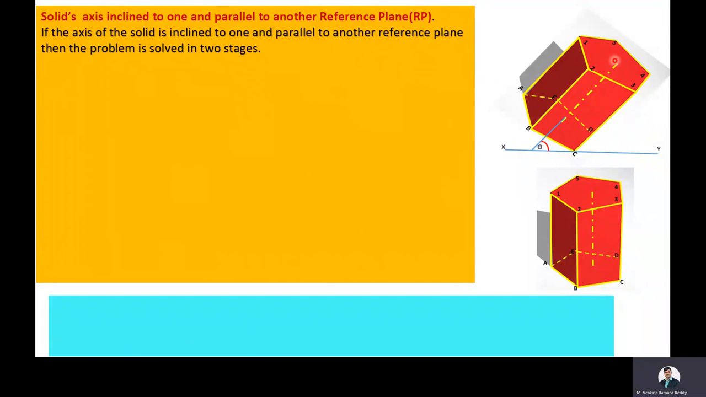In the case of projection of solids, the first step is drawing the true shape of the base. In order to draw the true shape of the base, what do we need to do? We need to keep the pentagonal prism such that its axis is perpendicular to the HP. If the axis is perpendicular to the HP, its base is parallel to the HP. If the base is parallel to the HP, then in the top view you will get the true shape of the base of the pentagonal prism. So drawing the true shape of the base is the first step in this particular problem.